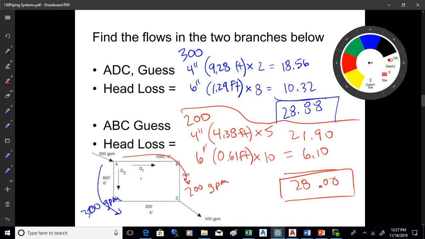So we got any questions on that? All right. So that's the basics of that. The whole idea is to balance out the head loss. That's the whole idea on that.